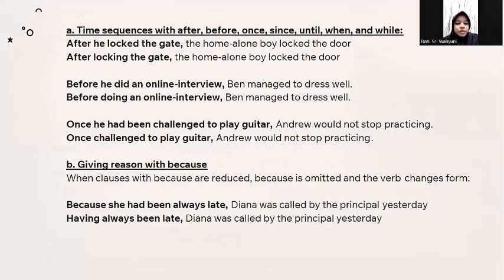B. Giving reason with because. When clauses with because are reduced, because is omitted and the verb changes form. Because she had always been late, Diana was called by the principal yesterday. Having always been late, Diana was called by the principal yesterday.